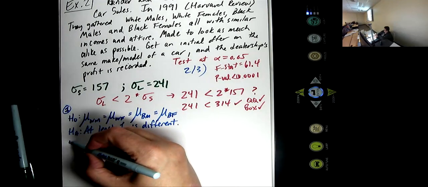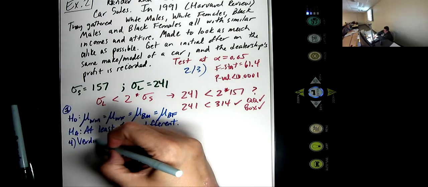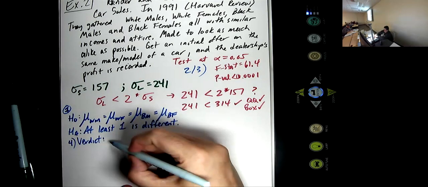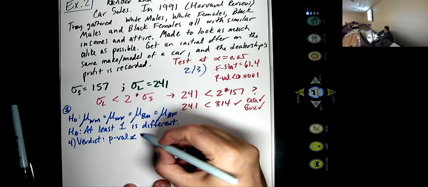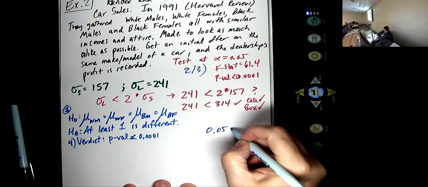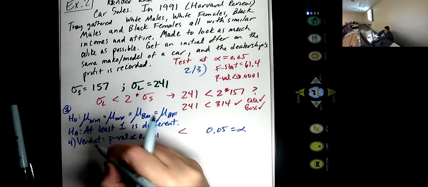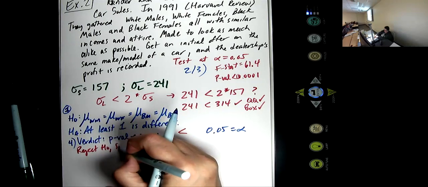What's step 4? Verdict. What do I have to check? Is the p-value greater or less than alpha? So we will check that. It's less than, so we're going to reject H naught and support HA.